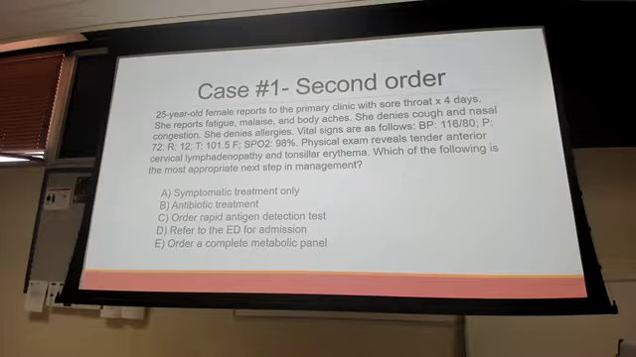What are we going to do? Yes, rapid antigen detection test. All right, and then you guys understand, so symptomatic treatment only, no, we want to test the patient, we don't want to just send them home. We want to see if we can do something at the level of a primary care provider, and we want to do that. We do not want to jump to antibiotic treatment. Their Centor score is not a 4 or 5. C, we went over that. Refer to ED for admission. That would be an inappropriate use of resources. And then order a complete metabolic panel, maybe further down, but not right now. The most appropriate next step in management is to order that rapid antigen detection test.